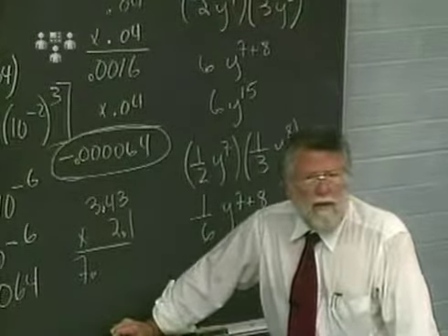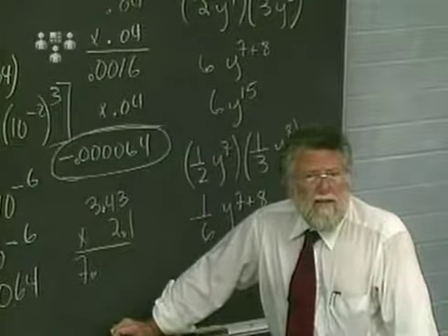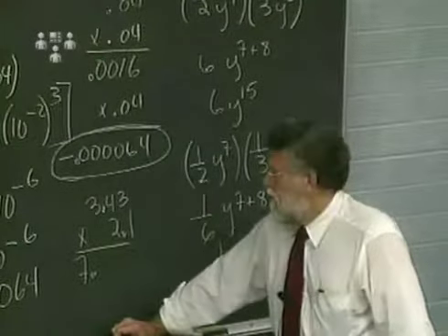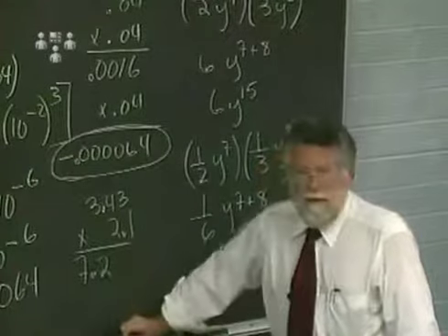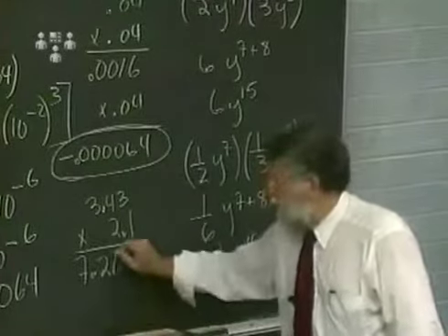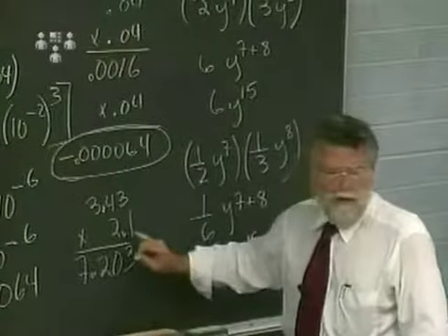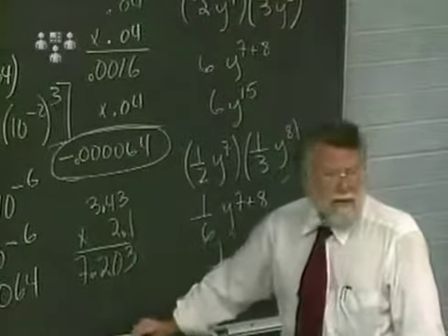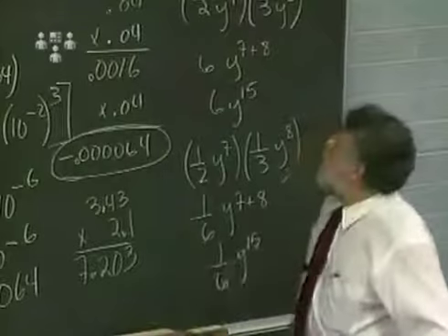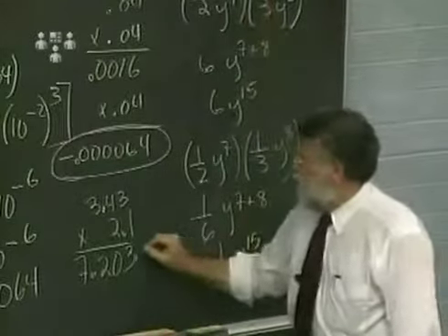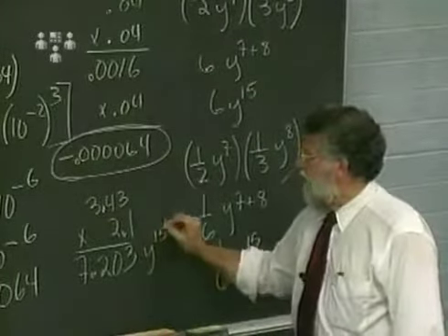That's not making me real happy. 7.72? 7.2. 203. Are we finally getting there? I like the 3 at the end because 1 times 3 would be 3, so that makes me happy. And then what am I going to do with the y parts? Same as before, and say y to the 15th.